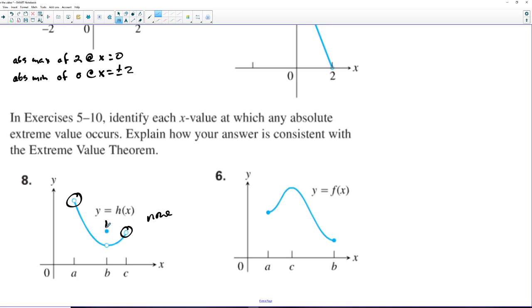And this point right here is not a maximum because there are points lower and higher than it. Here we have, let's see, that's going to be a minimum. We have a local minimum at x equals a. And this is our overall minimum. So this is an absolute minimum at x equals b.